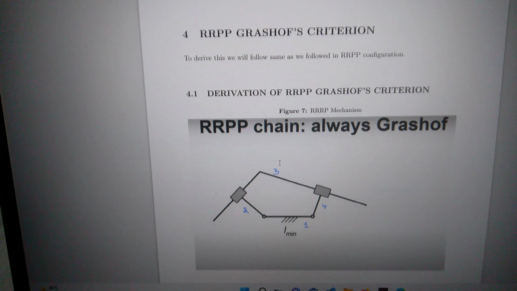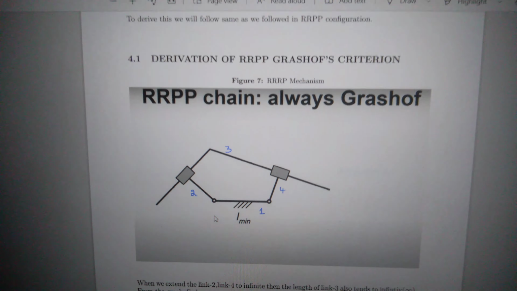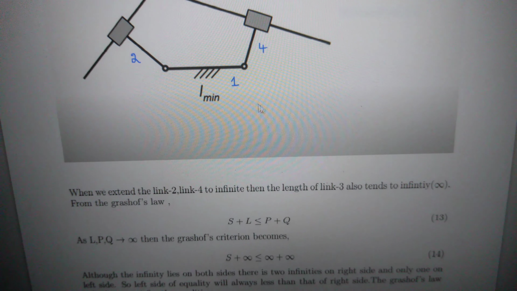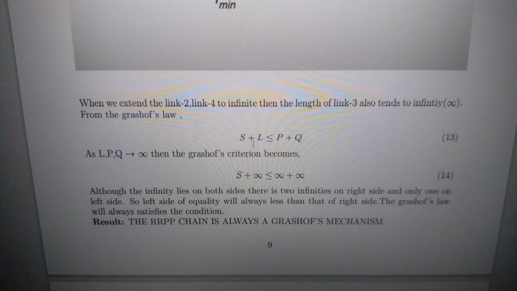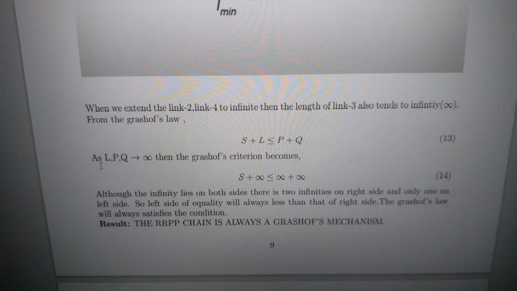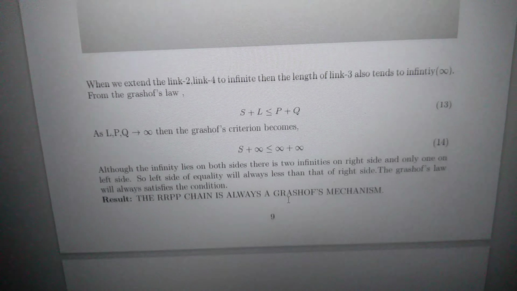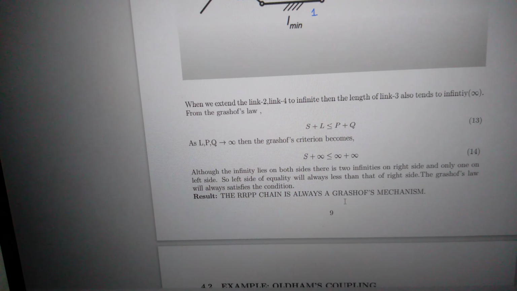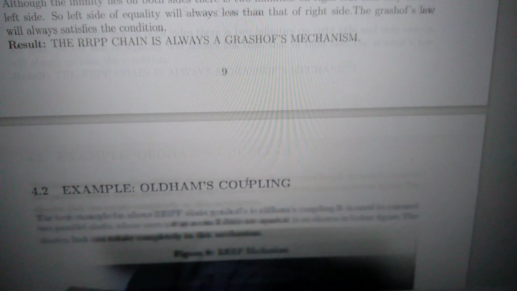Now let's go to the fourth part, sir. Here we are talking about the RRPP Grashof criterion. When we extend link 2 and link 4 to infinite length, and the length of link 3 also extends to infinity, then from Grashof law, S plus L should be less than or equal to P plus Q, and L, P, Q tend to infinity. Then Grashof law becomes S plus infinity less than or equal to infinity plus infinity. So we cannot compare infinity, sir. So the RRPP chain is always a Grashof mechanism, sir.